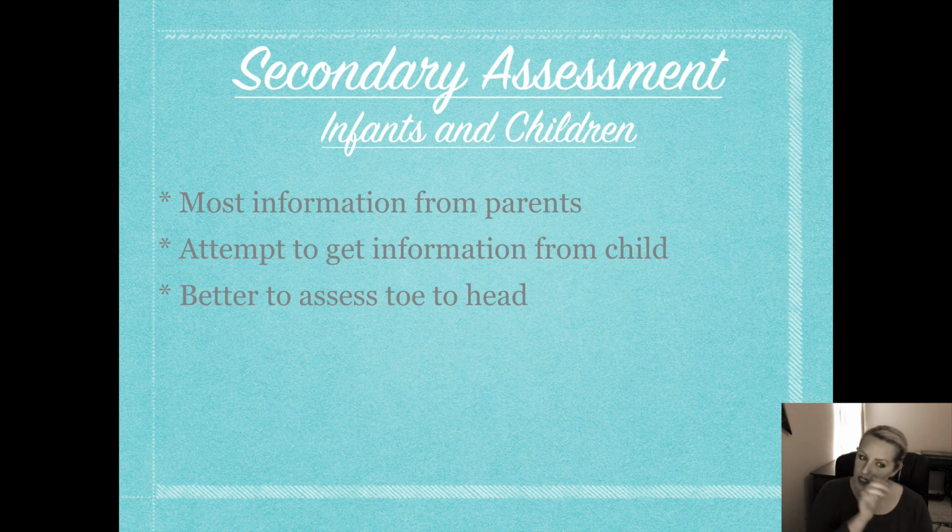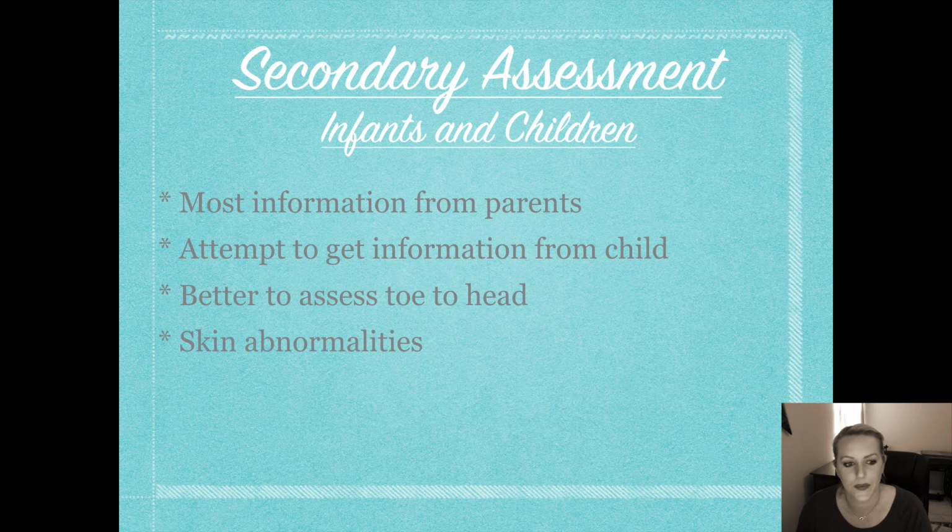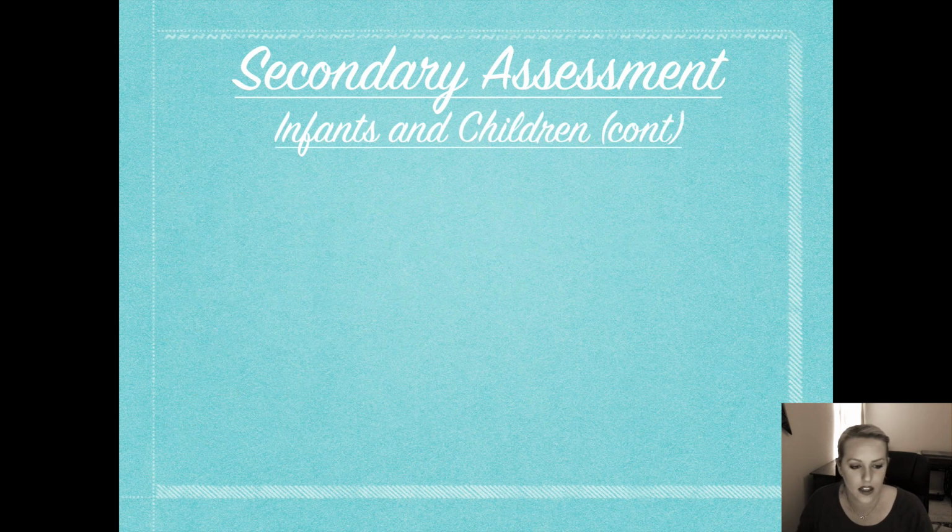On infants and children, it's better to assess from toe to head. So start at the bottom and work your way up. If you just go straight at a kid and start working on their head, you're going to freak them out. Look for any skin abnormalities. Check their soft spots and their eyes.